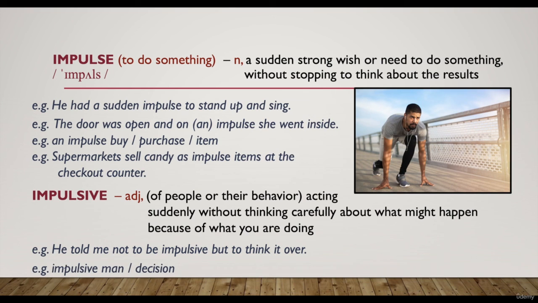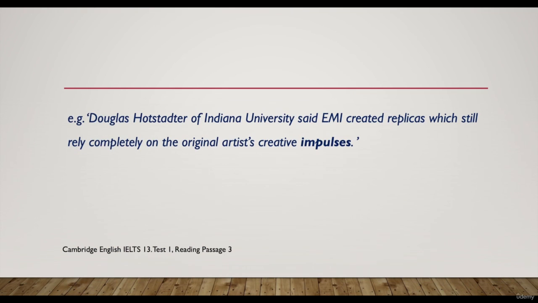You can talk about an impulsive man. An impulsive man is someone who does things without thinking about the results of his action. It is normally a bad thing to be an impulsive man because you can make mistakes if you don't think about the consequences of your actions. If a decision is impulsive, it means it wasn't well thought out. So you made a decision, it probably had bad consequences, so it was an impulsive decision. You regret that decision.